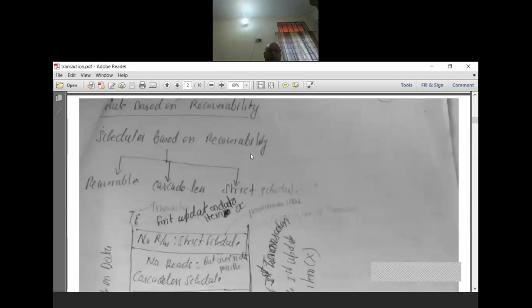Now I am saying, schedules based on recoverability. What I want to teach you in today's class is schedules based on recoverability. Schedules are basically divided on the basis of recoverability into strict schedule, cascadeless schedule, and recoverable schedule.